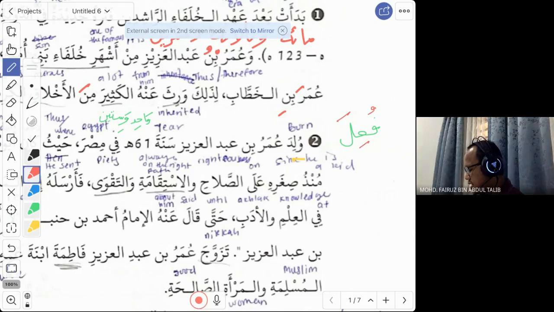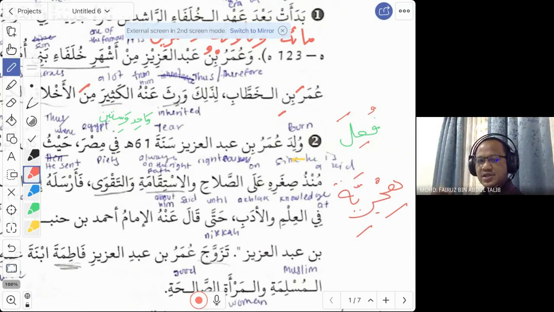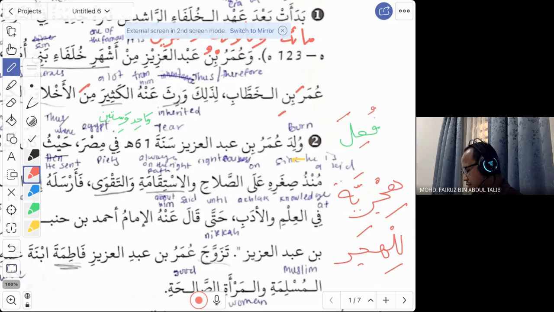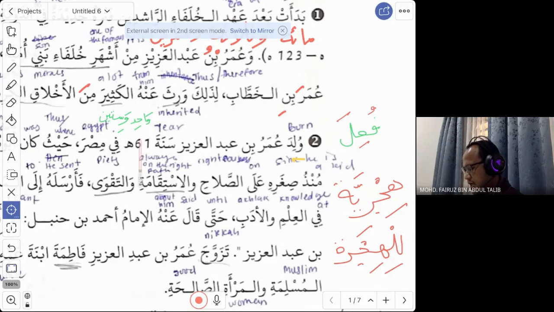hijrah. Instead, we read hijriyah. Because if you say hijrah, hijrah is migration. So this is the year, the hijri year, the hijri calendar. So we read hijriyah, or you can also read lil hijrah, you add a lam. So these are the two ways of reading the ha after the hijri calendar. Sanata wahid wasittina hijriyah or lil hijrah fi Misr, in Misr or in Egypt.